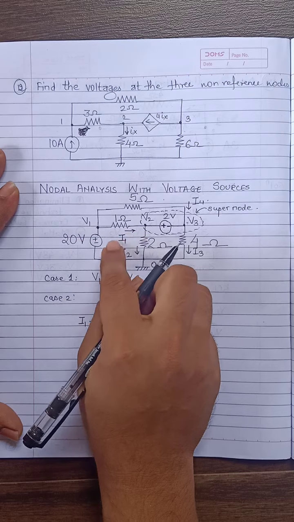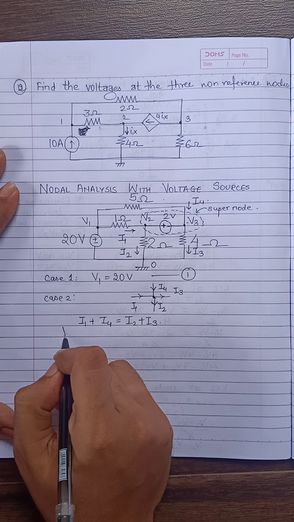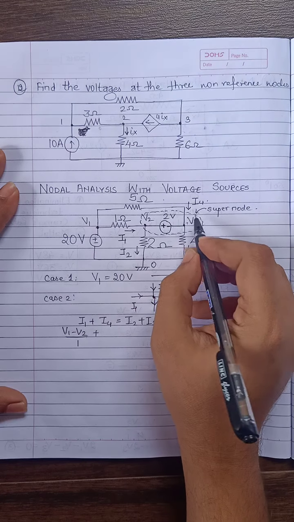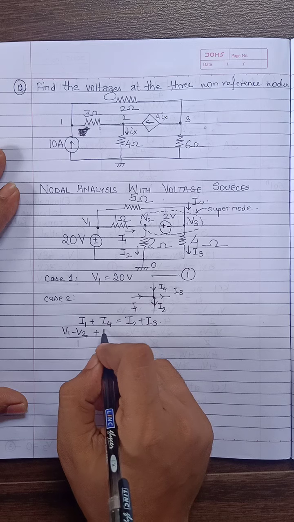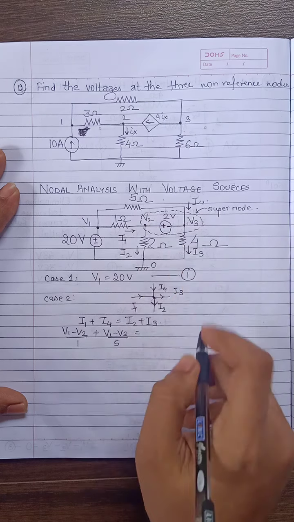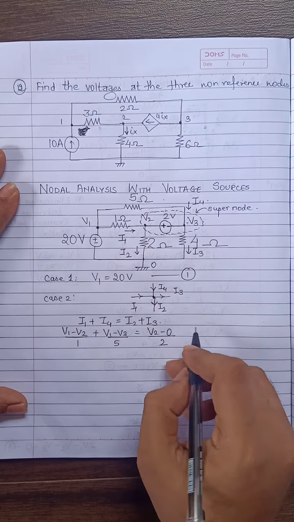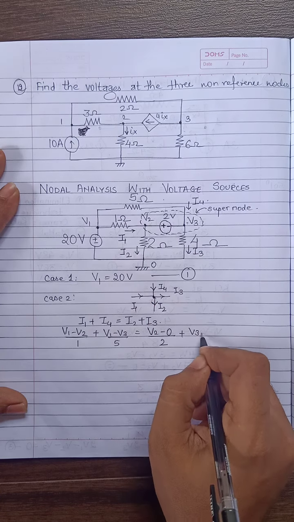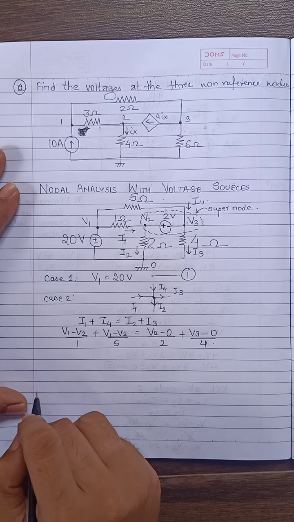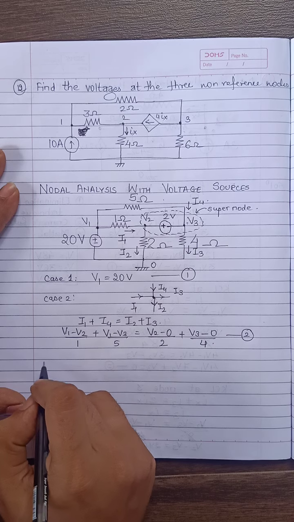So for I1 I can write (V1 minus V2) upon 1. For I4 I'll write (V1 minus V3) upon 5. For I2, (V2 minus 0) upon 2, and for I3, (V3 minus 0) upon 4. So after simplification it will give me equation number 2.